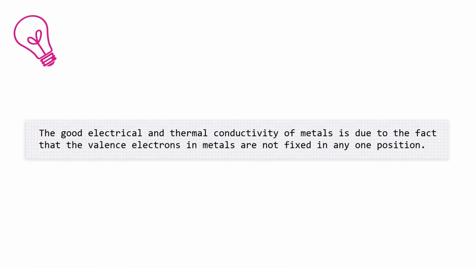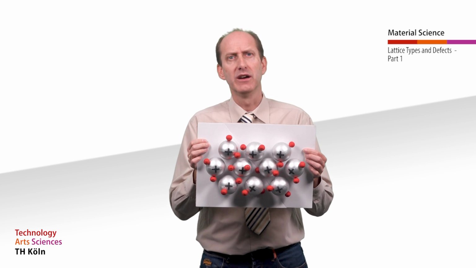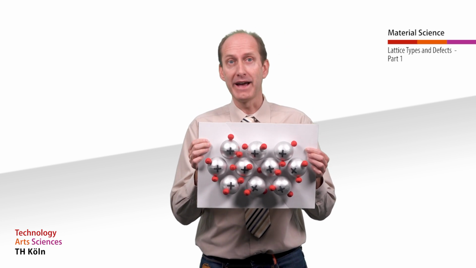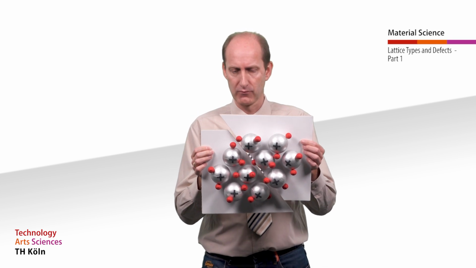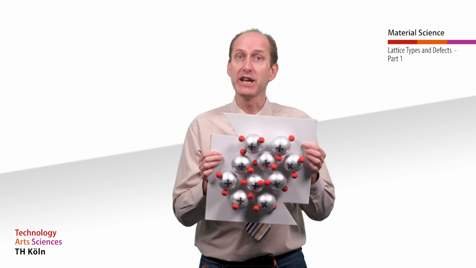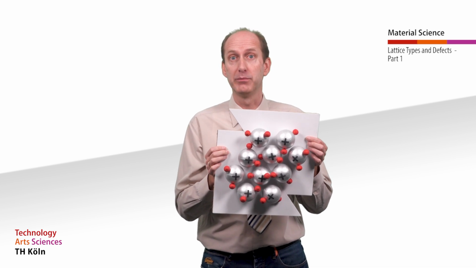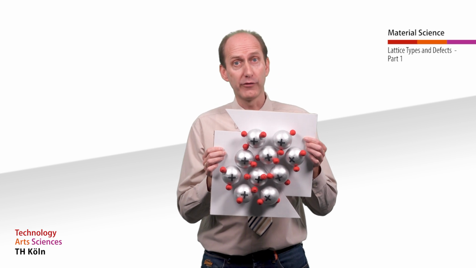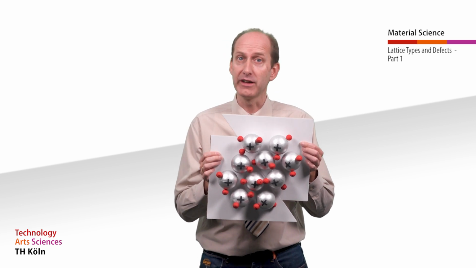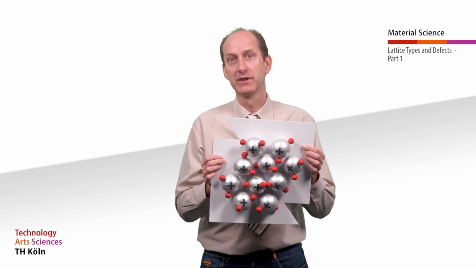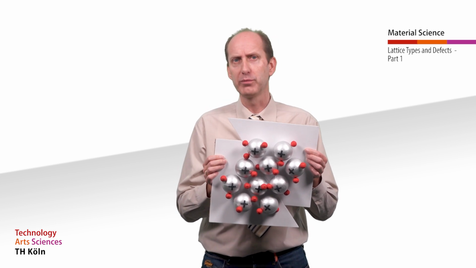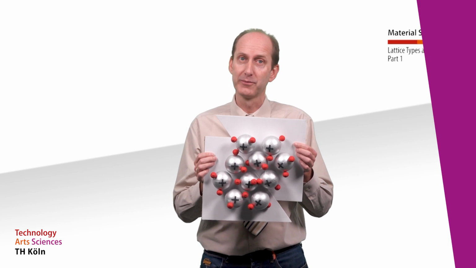Thus, we can say that a metallic bond is characterized by positive charged atomic cores which interact with an electron gas. The good electrical and thermal conductivity of metals is due to the fact that the valence electrons in metals are not fixed in any one position. In contrast to the ion lattice, a change of position of individual atomic cores in a metal lattice does not change the charge distribution between the atomic bodies and the electron gas. Therefore, the atoms can be shifted against each other without destroying the lattice. This explains the good to very good plastic deformation of metallic materials.